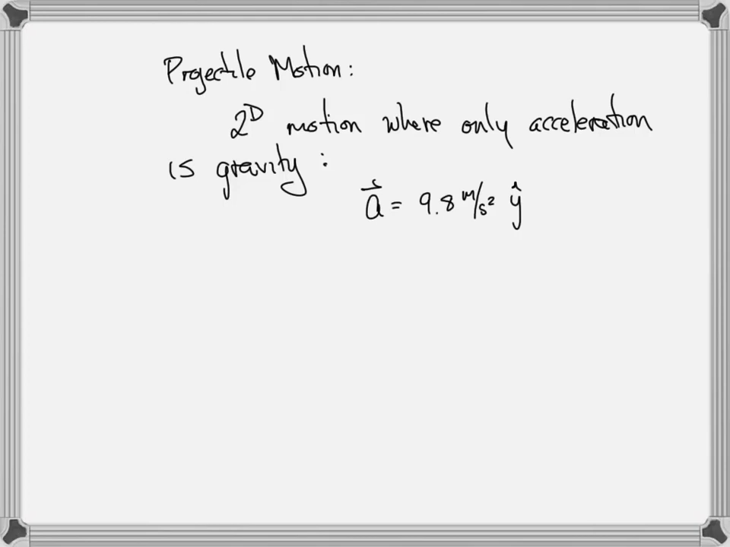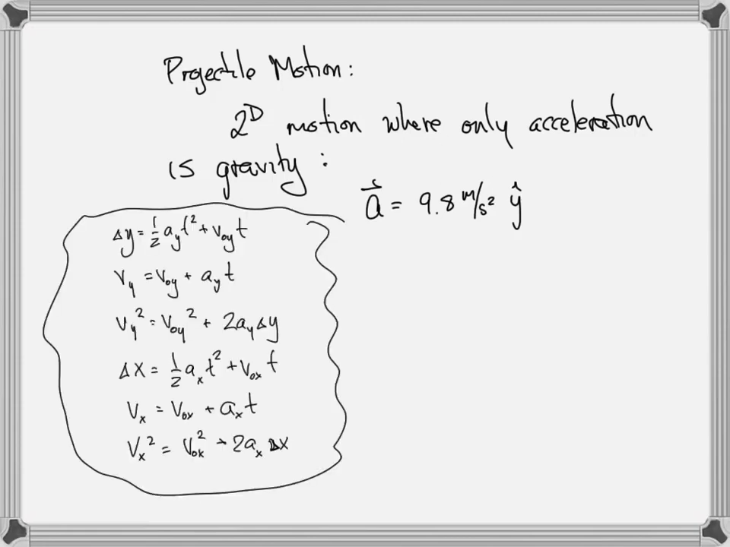So what does that mean for our 6 projectile motion equations? We've got 6 two-dimensional motion equations. Here are our 6 equations for two-dimensional motion. These are always true. But if we're talking about projectile motion, then notice that a sub y is equal to 9.8 meters per second squared down. Again, we haven't, in general, defined up or down as positive, so we just have to say that.